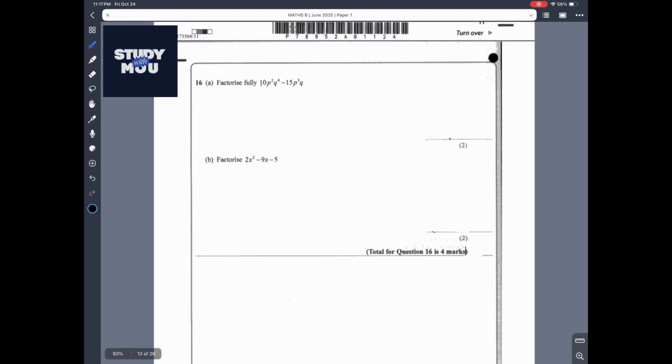Factorize fully 10p²q⁴ minus 15p³q. So it equals 5p²q(2q³ minus 3p). This is the answer: 5p²q(2q³ minus 3p).